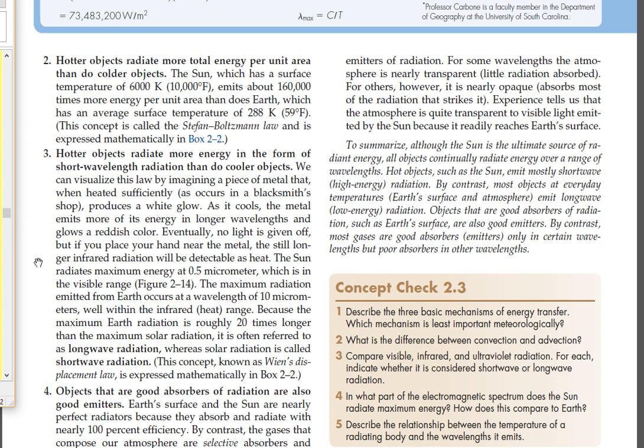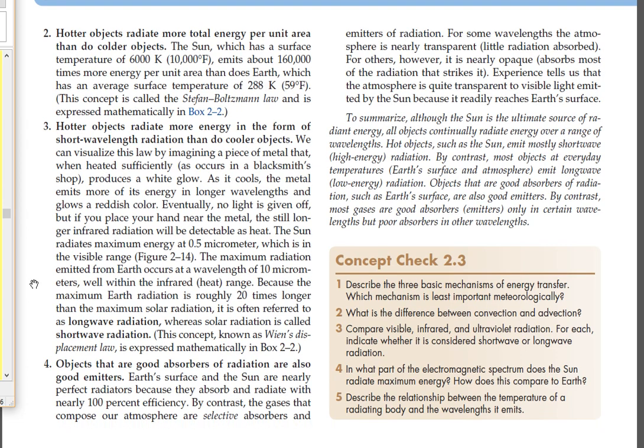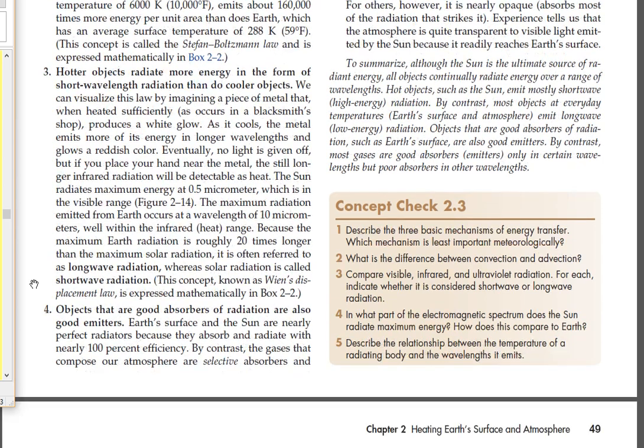Because the maximum Earth radiation is roughly 20 times longer than the maximum solar radiation, it is often referred to as long-wave radiation, whereas solar radiation is called short-wave radiation. This concept, known as Wien's displacement law, is expressed mathematically in Box 2.2.